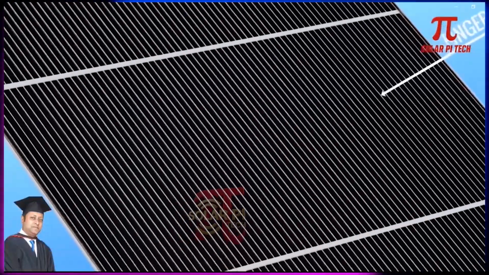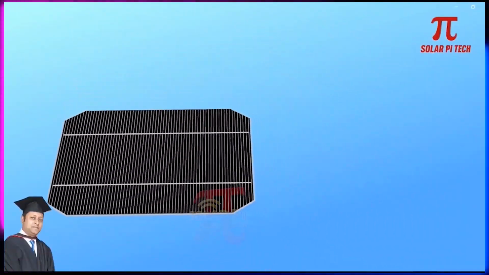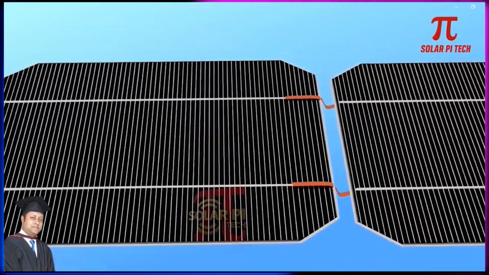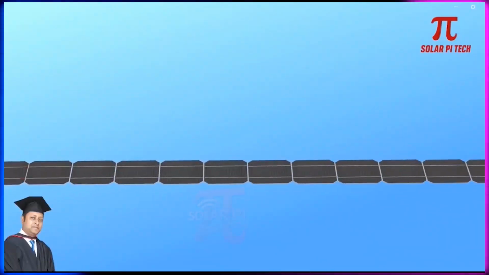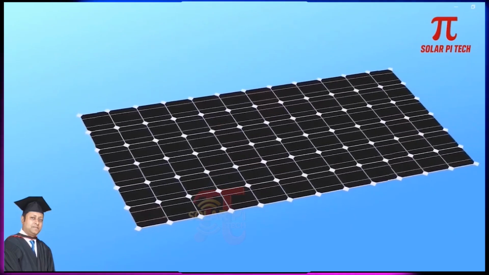After passing through the fingers, the electrons get collected in bus bars. The top negative side of this cell is connected to the back side of the next cell through copper strips. Here, it forms a series connection. When you connect these series-connected cells parallel to another cell series, you get the solar panel.